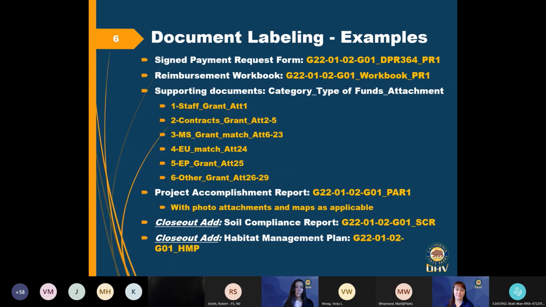So at the top, you see a payment request form label, and we recommend having the project agreement number in there because you're going to have multiple projects potentially over the years. You want to know what you're looking at. We have an underscore with the title of that form. Our payment request form is called the DPR 364. And then we have an underscore leading into payment request 1 to designate that as payment request 1.